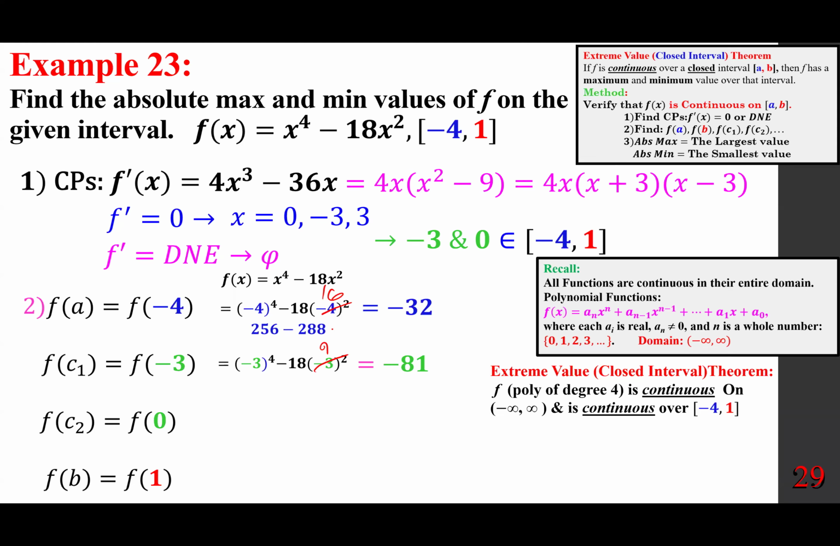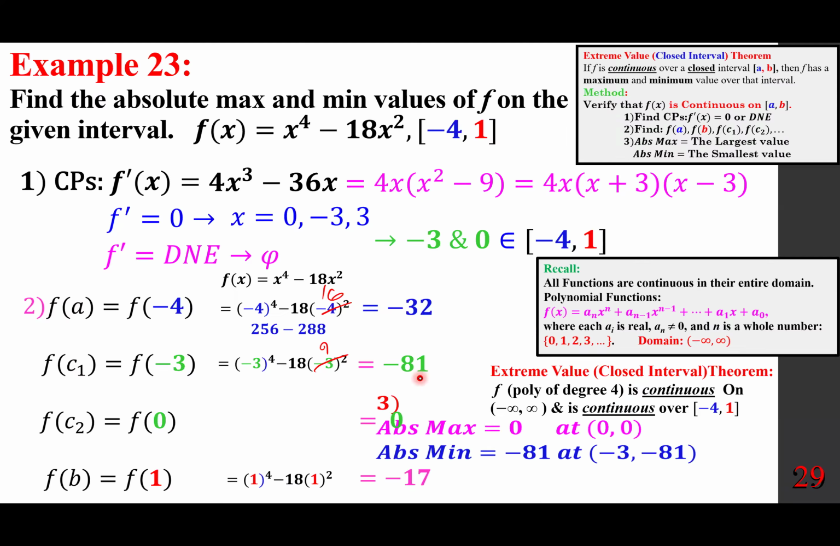I hope you see that. And then 1 gives you 1 minus 18 or -17. So what's going on here? All numbers are negative except 0. So that's the absolute maximum. So we start writing. Absolute maximum is the largest value. This is the absolute minimum.